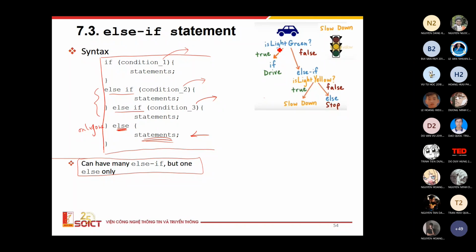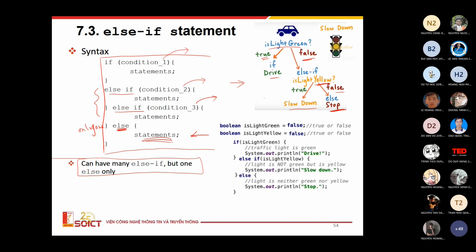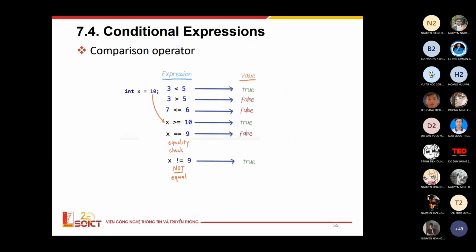If light green is true, then you print drive. If false, you will check if it's yellow. If it's yellow, you will slow down. But if it's not yellow, you will stop. So this is the if else if else statement, and this is the code you write down for it. I think you can pass this quickly, and because we already have a very clear example, you can read the example.